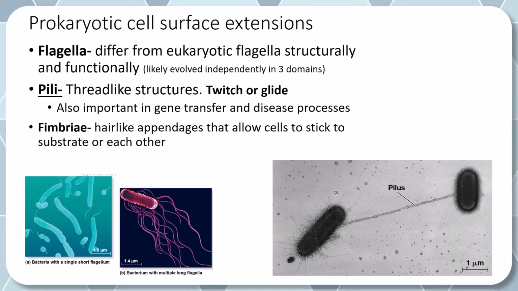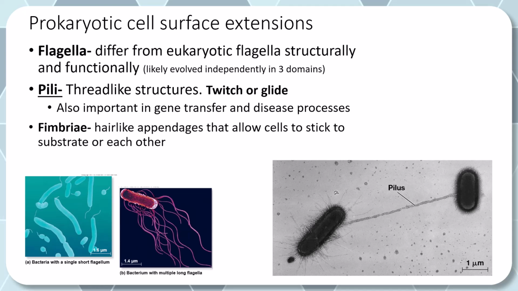So then some cell surface extensions of prokaryotic cells. Prokaryotic cells can have flagella. These flagella differ from eukaryotic flagella structurally and functionally. Flagella likely evolved independently in all 3 domains. Like flagella are very beneficial to organisms.